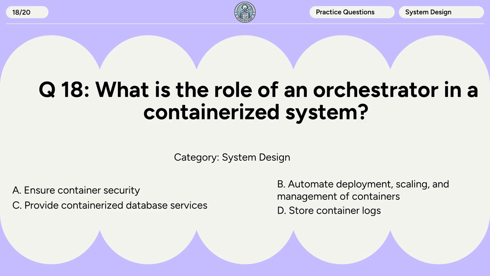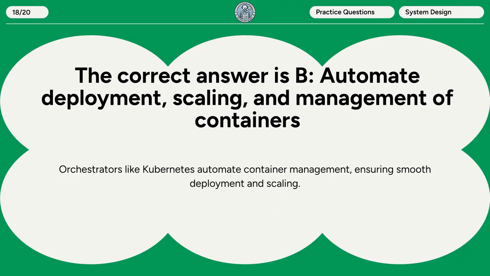Question 18. What is the role of an orchestrator in a containerized system? A. Ensure container security. B. Automate deployment, scaling, and management of containers. C. Provide containerized database services. D. Store container logs. The correct answer is B. Automate deployment, scaling, and management of containers. Orchestrators like Kubernetes automate container management, ensuring smooth deployment and scaling.